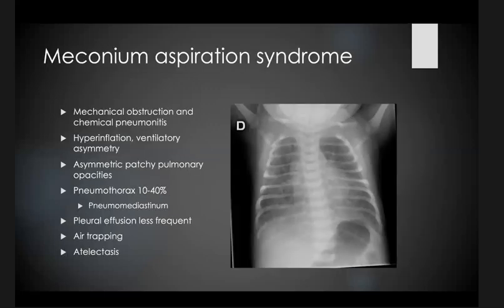The meconium aspiration syndrome is basically a chemical pneumonitis from the meconium and an obstruction by the meconium. So you have hyperinflated lungs with ventilatory abnormalities and asymmetry. You have patchy asymmetric pulmonary opacities, and in 10 to 40% of those babies, you can have a pneumothorax or even a pneumomediastinum. Pleural effusion you can have, but it's less frequent, and you have air trapping and atelectasis.